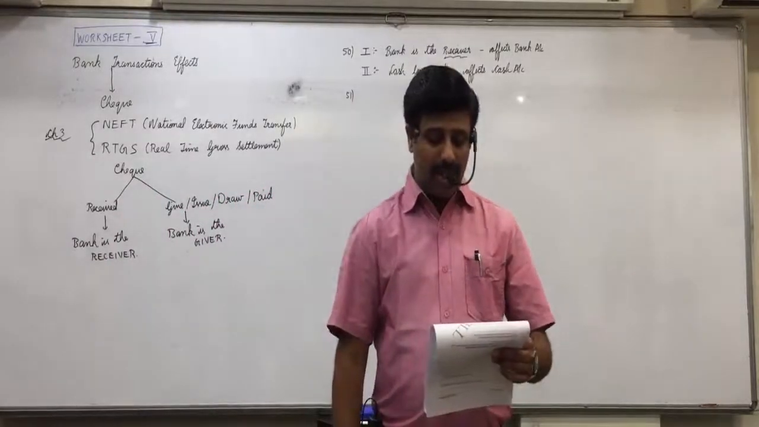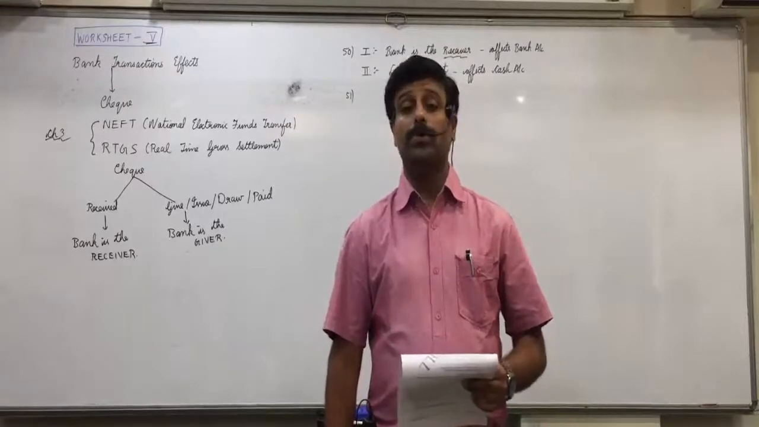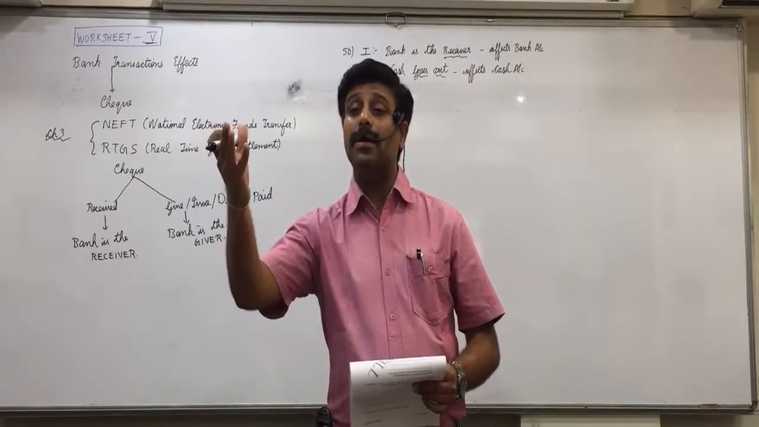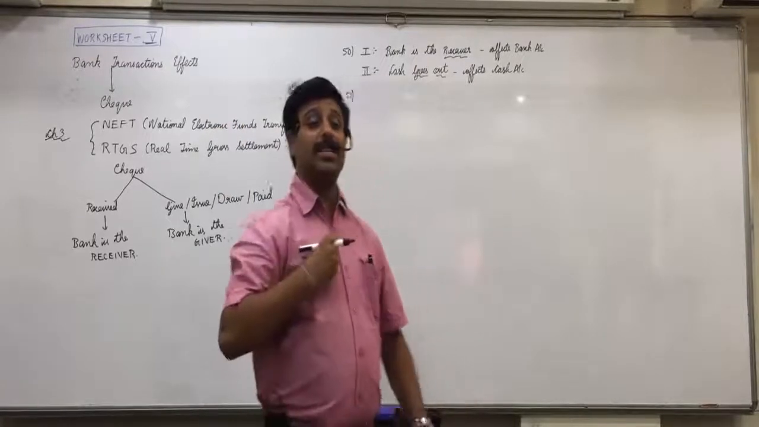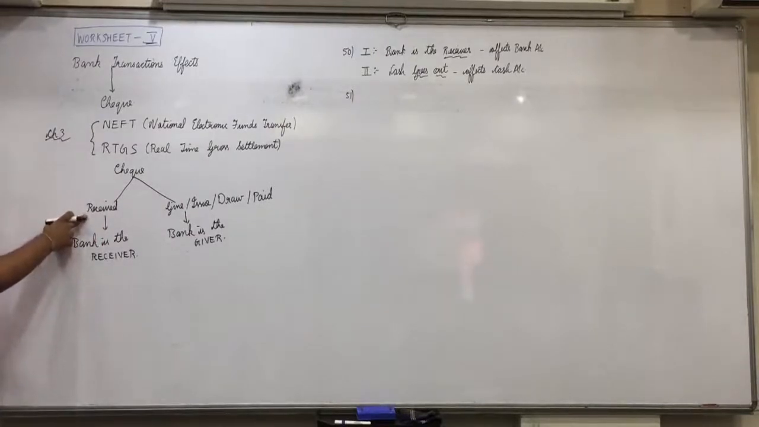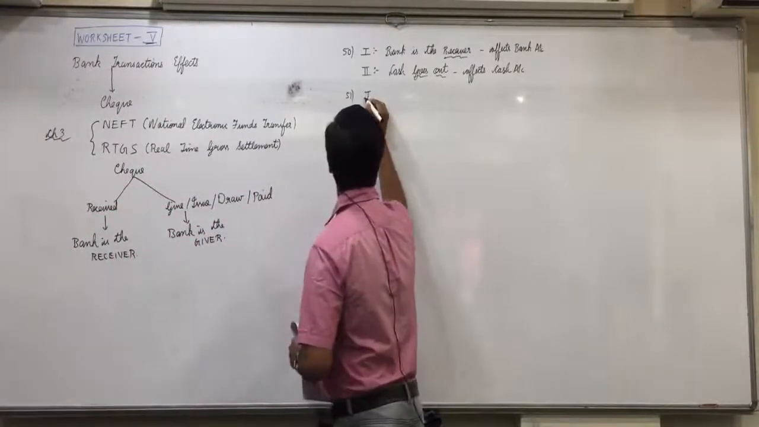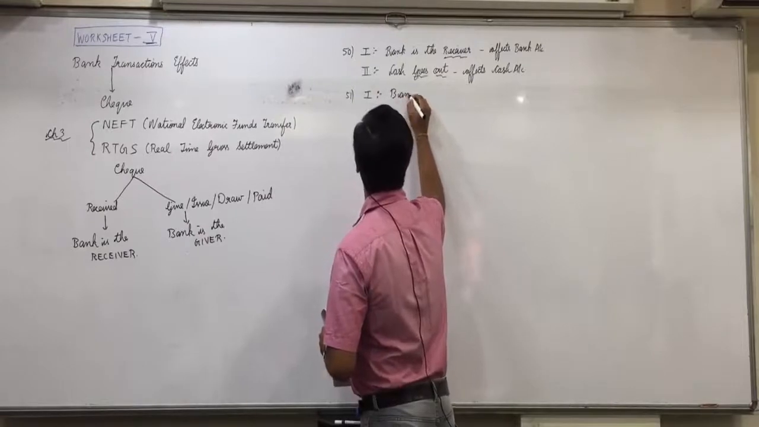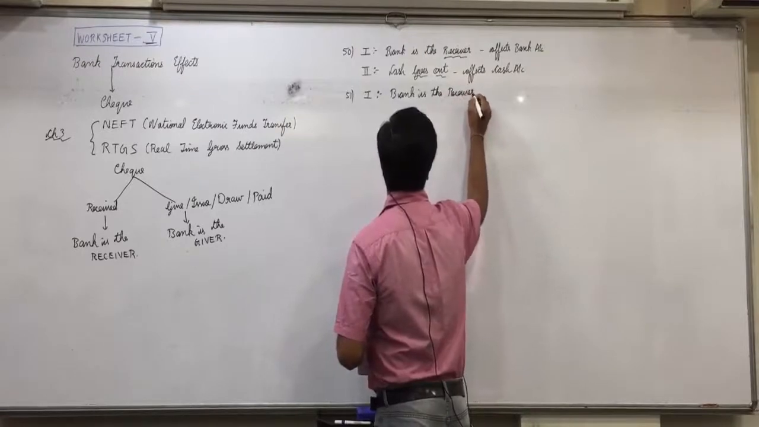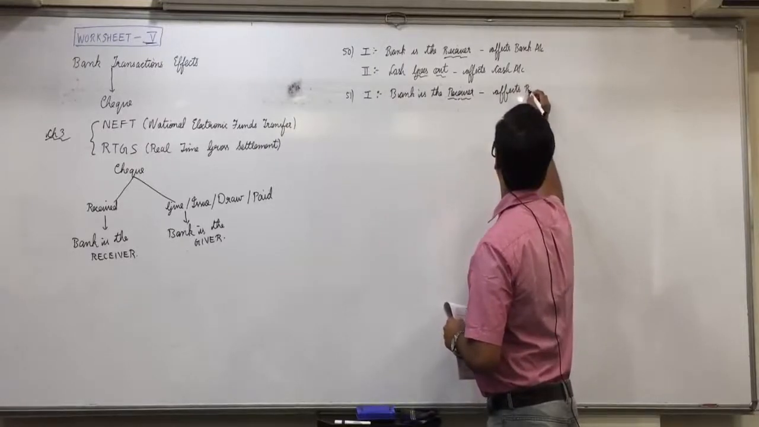A crossed check of 2000 was received from Abhishek. First, who is the receiver? The check is received from Abhishek. Abhishek is the giver. What will we do with the check received? Deposit in the bank. I told you whenever a check is received, the effect will be bank is the receiver. Understood that? So, check is received means bank is the receiver, affects bank account.